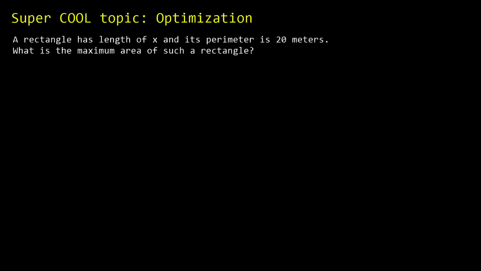We know that the perimeter is equal to 20, and as this is a rectangle, its perimeter would be equal to twice the length, which I'm going to call x, plus twice the width, which I'm going to call y. So if we mix up this information, we'll get that 20, which is the perimeter, is equal to 2 times x plus 2 times y. This is our perimeter.